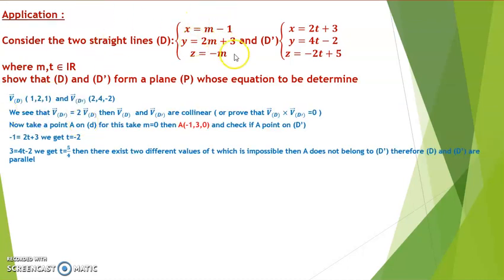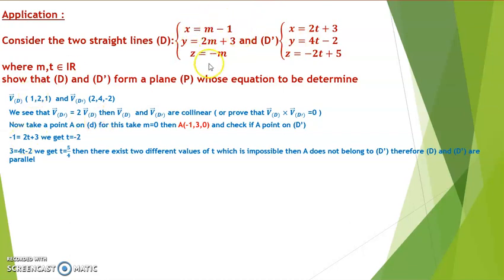VD is 1, 2, minus 1. VD prime is 2, 4, minus 2. VD prime is the double of VD. Then the two straight lines are parallel or confounded. If they are parallel, then they form a plane. We need to show them not confounded.